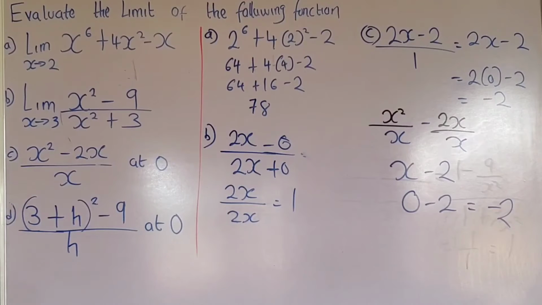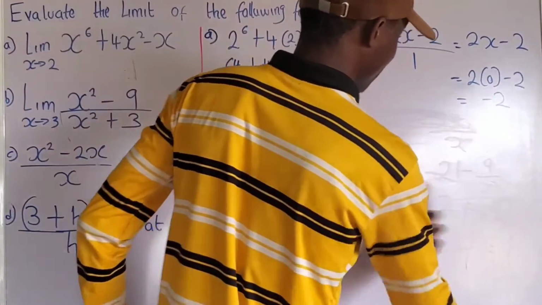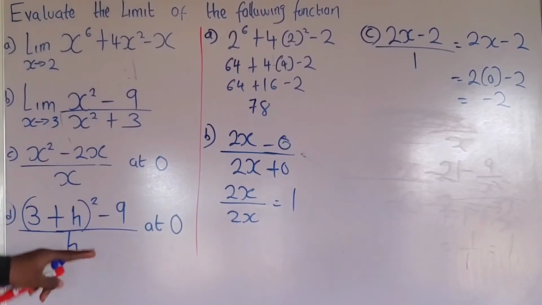So for this kind of method, you can use L'Hospital rule, and you can use the manipulating method that I taught you. So the third question is negative 2. That's the answer to the third question. I want to pause the video, then attempt this question. Then when you are done, check maybe your answer is correct.